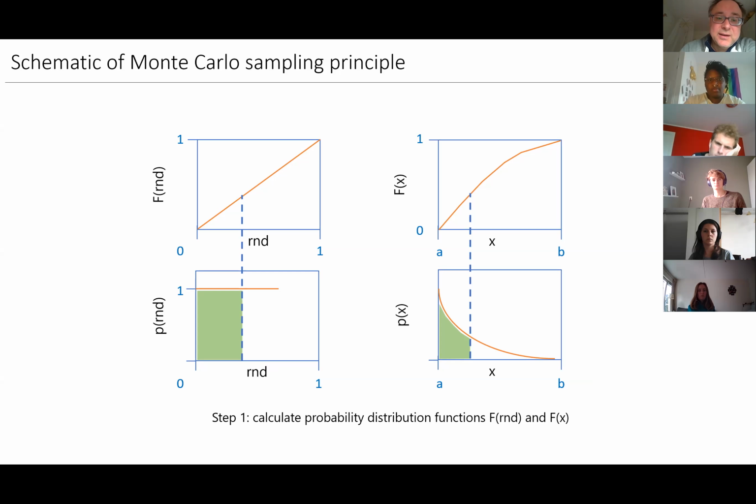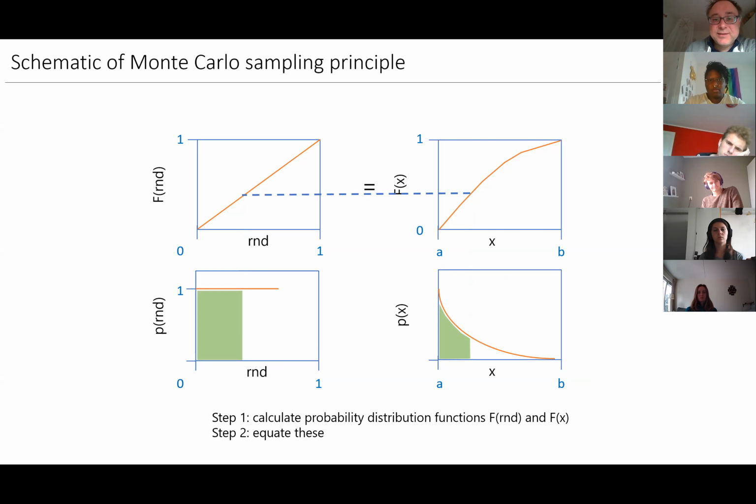interested in. So what you see here on the left-hand side is the cumulative distribution function of a random number, and that interestingly is equal to the random number itself. It is just a straight line, and we can calculate that. Or at least we assume we can calculate that as well for the variable that we're interested in. And now the trick in Monte Carlo sampling is to equate the cumulative distribution functions at some value.